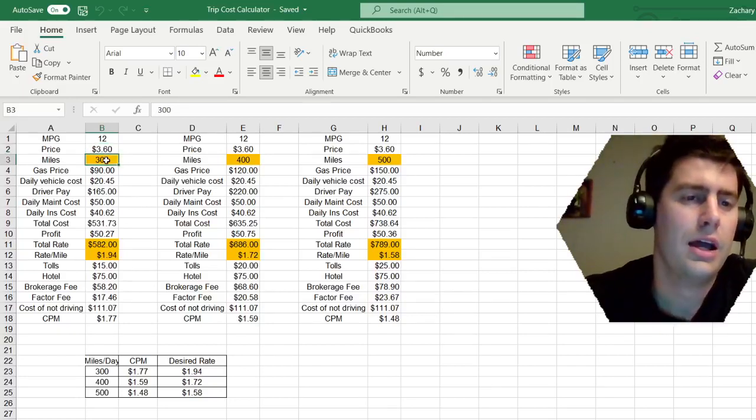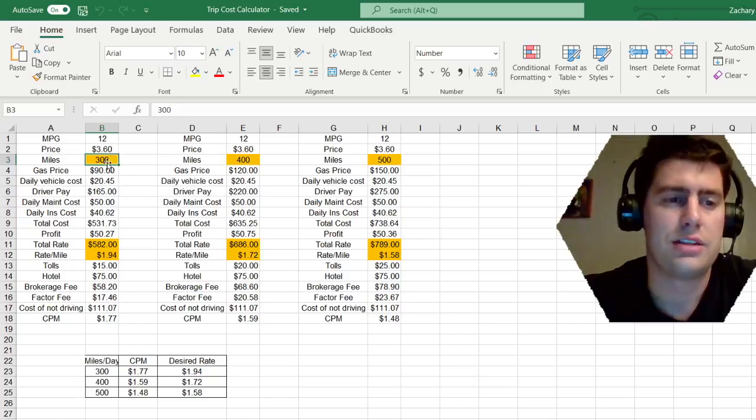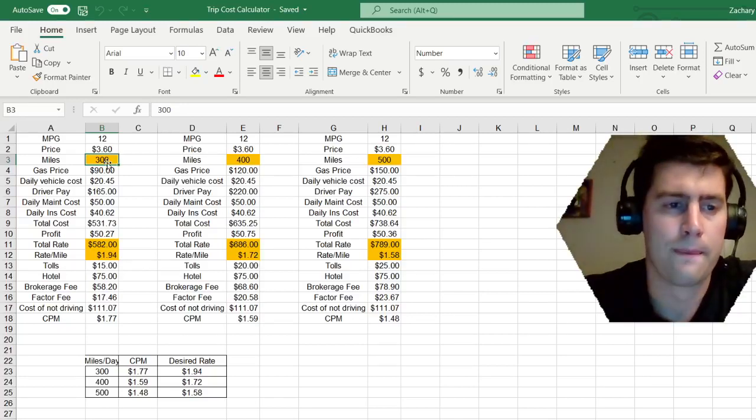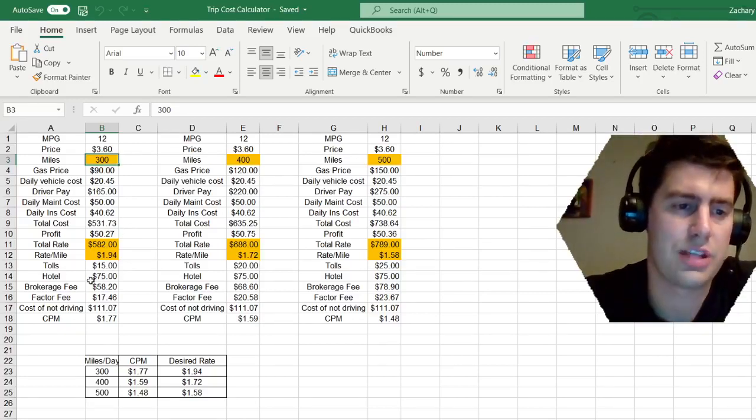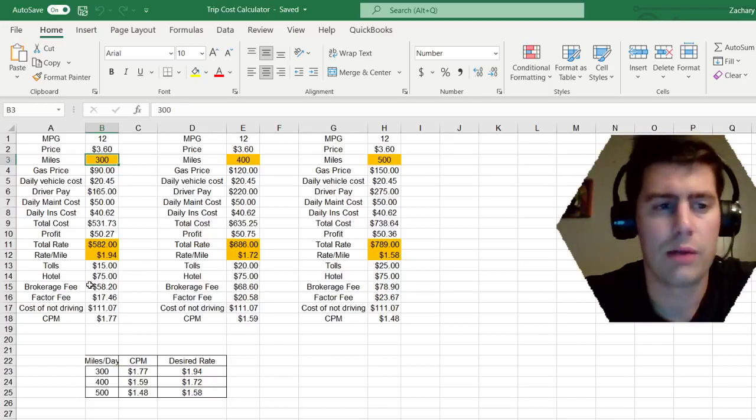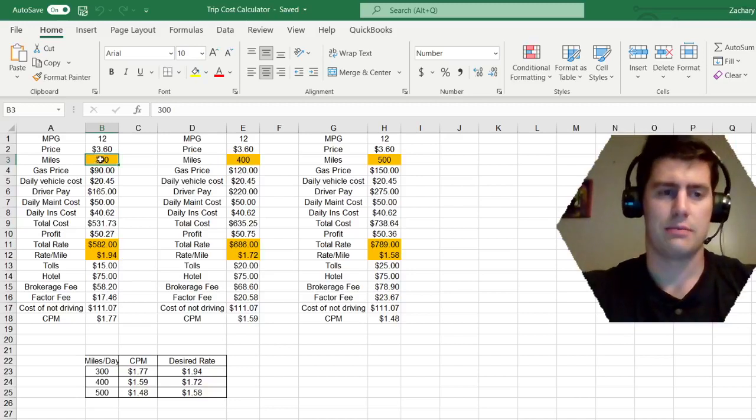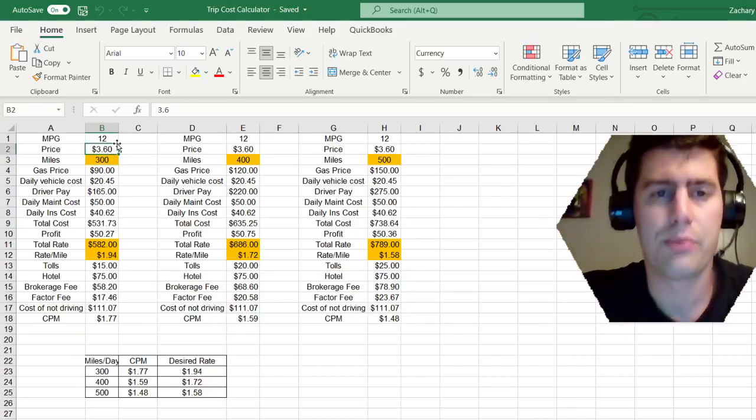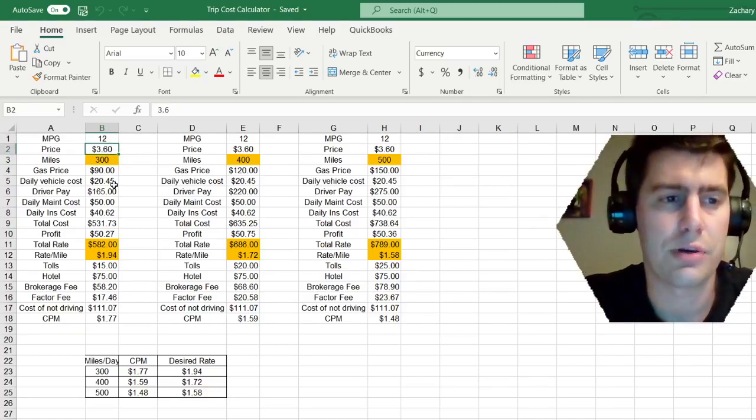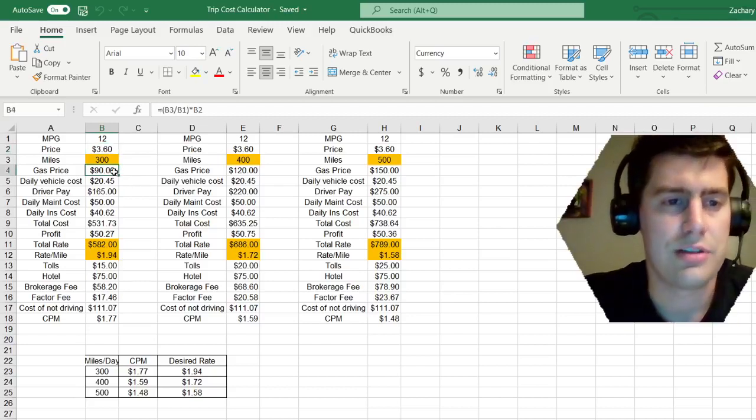Okay, so the orange numbers here are the only numbers that I change. If it's highlighted orange, that means it changes based on where I'm going and how far I'm going, but everything else pretty much stays the same. So 12 miles per gallon, $3.60 per gallon. So here's the first calculation.